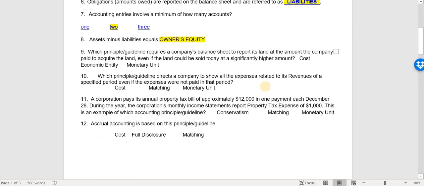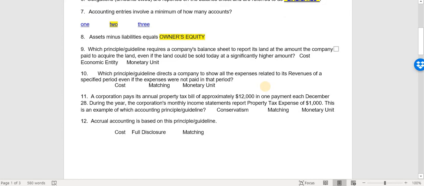Number 9, which principle or guideline requires a company's balance sheet to report its land at the amount the company paid to acquire the land, even if it could be sold today at a significantly higher amount? What's that big principle? Right there, the cost principle.